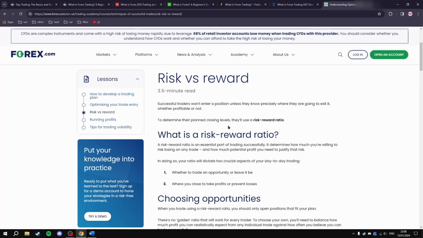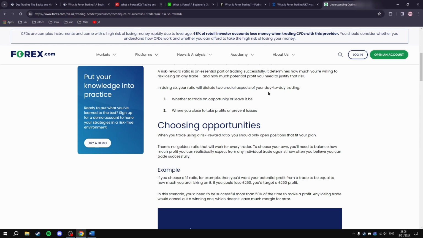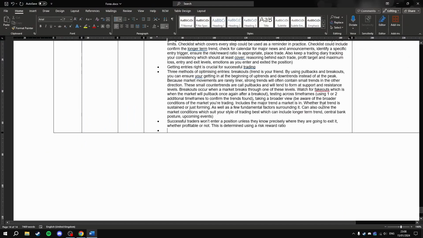What is a risk reward ratio? A risk reward ratio is an essential part of trading successfully. It determines how much you're willing to risk losing on any trade and how much potential profit you need to justify that risk. Risk reward.